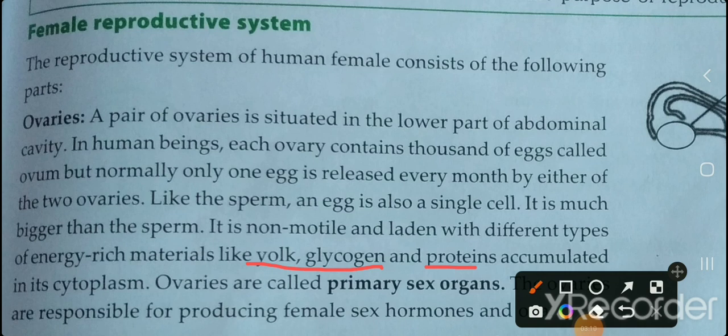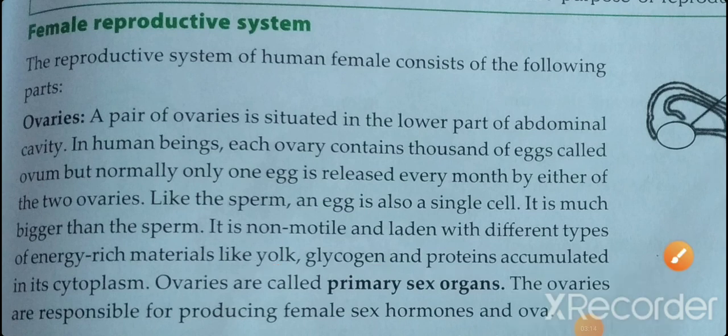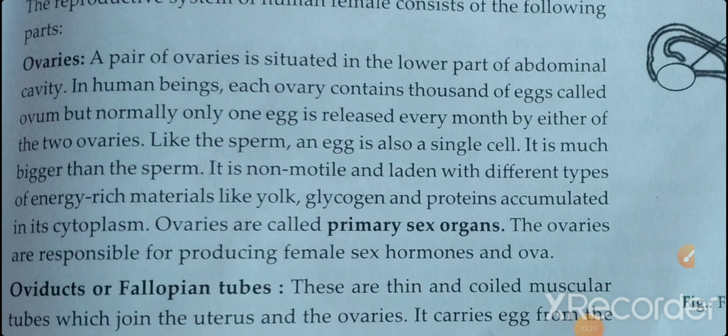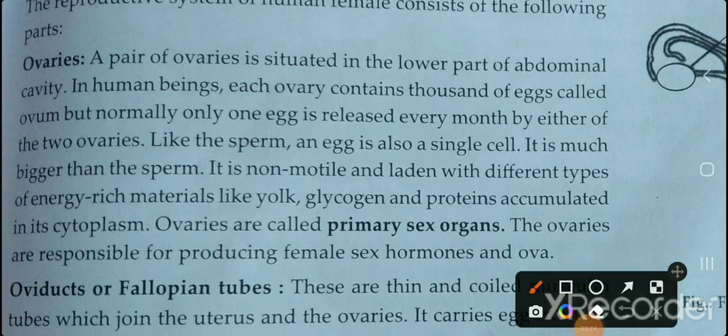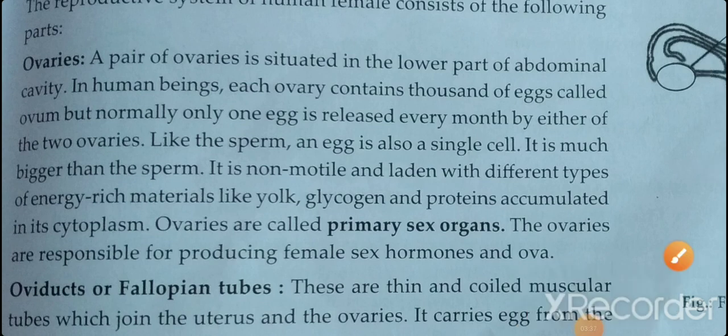So we can consider the ovaries as the primary sex organs, and the ovaries are responsible for the production of the female sex hormones and the ovum. Ovum, ova, egg, all are the same. If they ask for the primary sex organ of the female, you have to answer ovary. And what is the role of the ovary? To produce the sex hormones and the ovum.